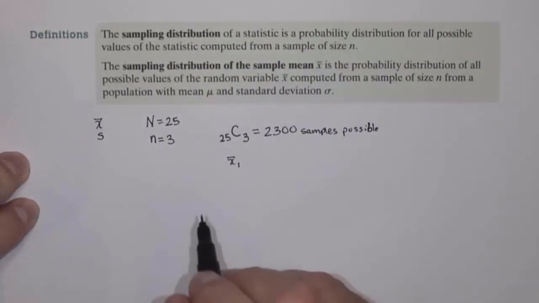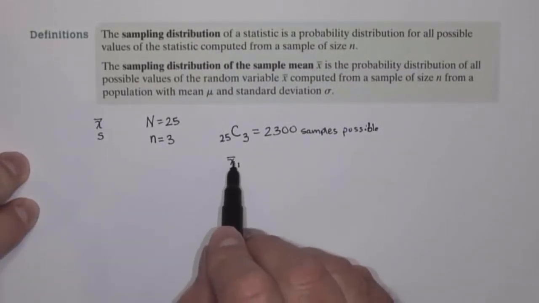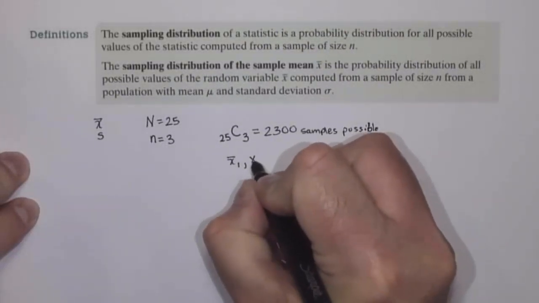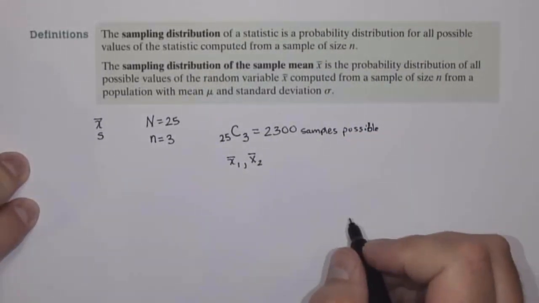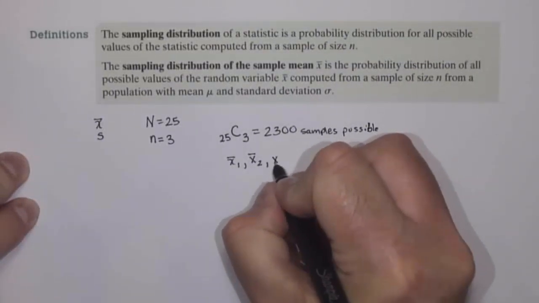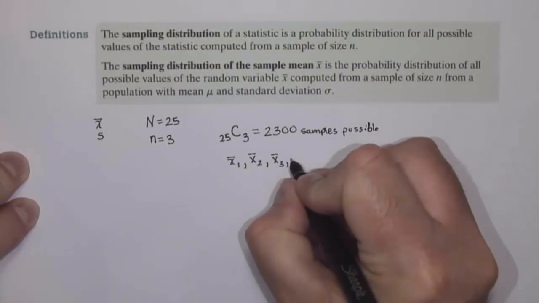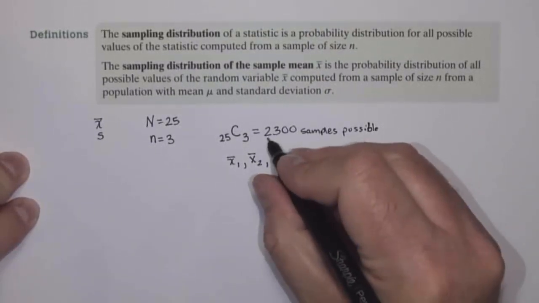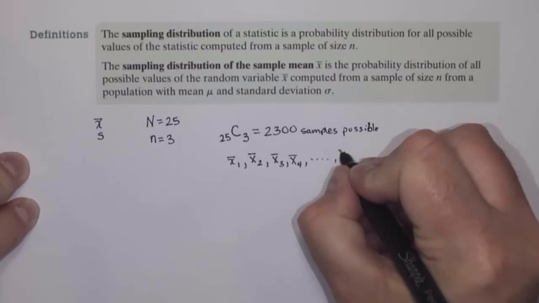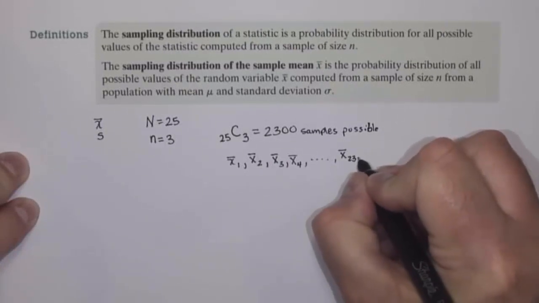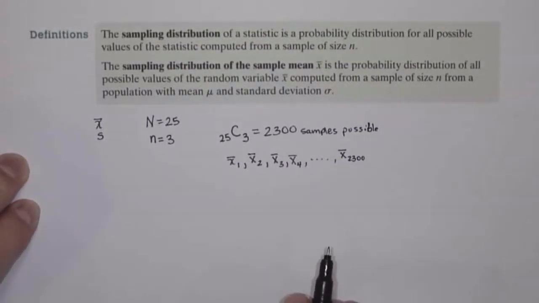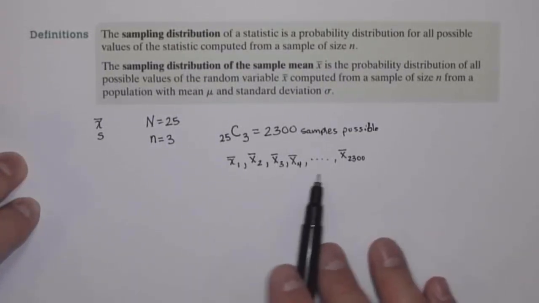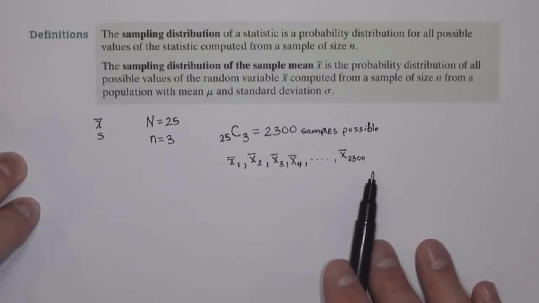The 1 would just mean that it is the mean of the first sample. And then for the second sample, there would be an X bar. So that would be X bar sub 2. And for the third sample, there would be an X bar. And for the fourth sample, there would be an X bar. And so on until we got to the last sample, the 2,300th sample. And so it would have an X bar. So that would be potentially 2,300 different values.